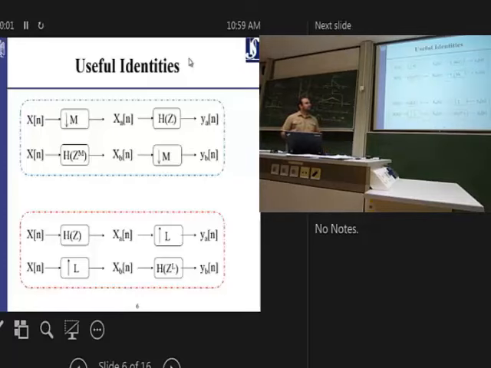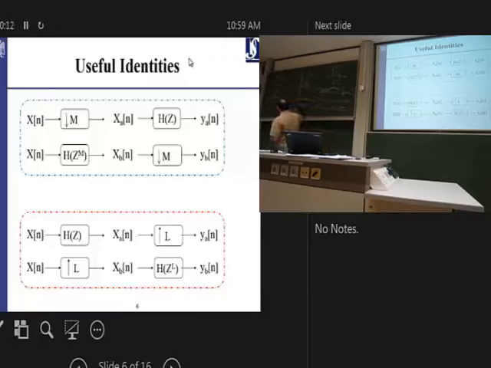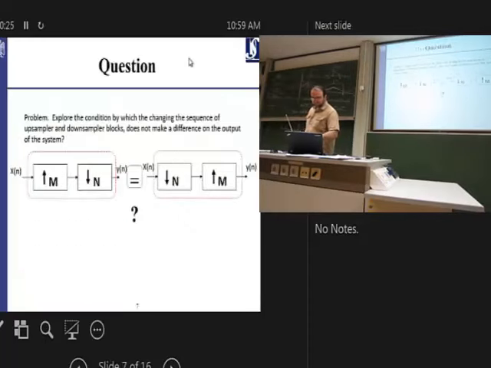These identities are called noble identities. In the book, it's mentioned as noble identities. They are very useful when you want to implement the polyphase filters and the filter banks, polyphase filter banks. The filter bank is quite identical to the wavelet.